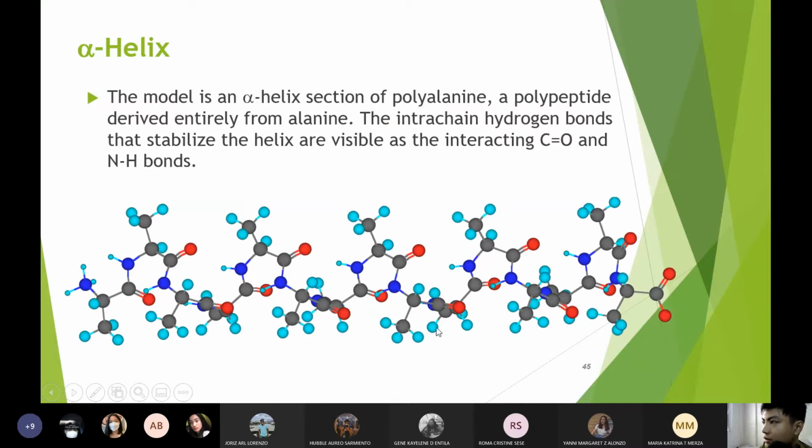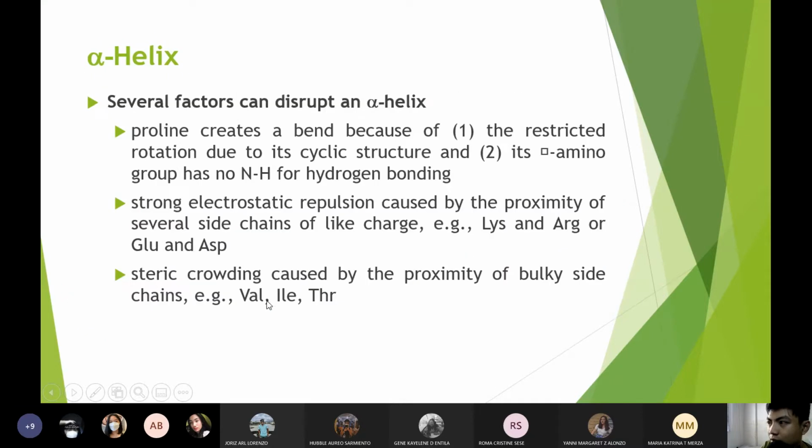Okay? So yan, ano to? This just showed the macro dipole. No? All the carbonyl groups are pointing in one direction. All the amino groups are pointing on the other direction. And just like what we saw kanina, this carbonyl and this amino group are hydrogen bonded to each other. Okay. So there are several factors that can disrupt the alpha helix. Okay. So although they are hydrogen bonded to each other, there are some residues that can destroy it.